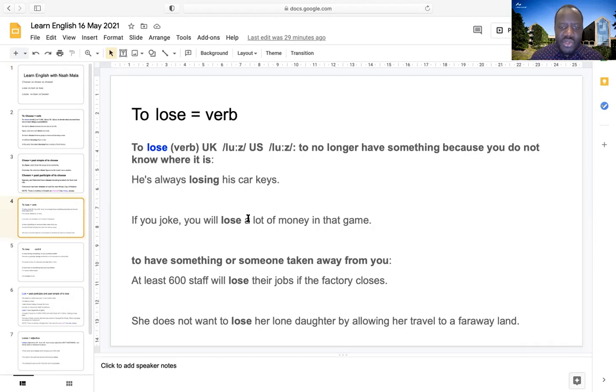To have something or someone taken away from you. At least 600 staff will lose their jobs if the factory closes. She does not want to lose her lone daughter by allowing her to travel to a faraway land.